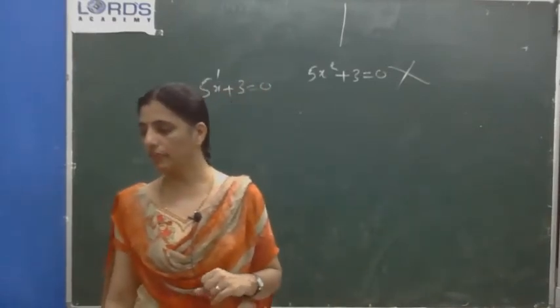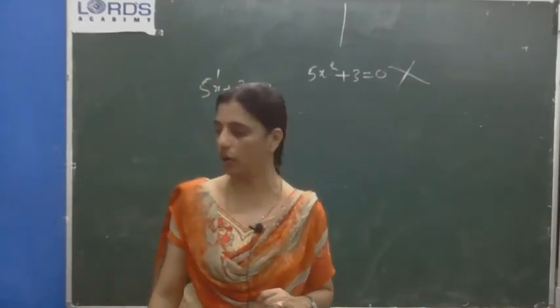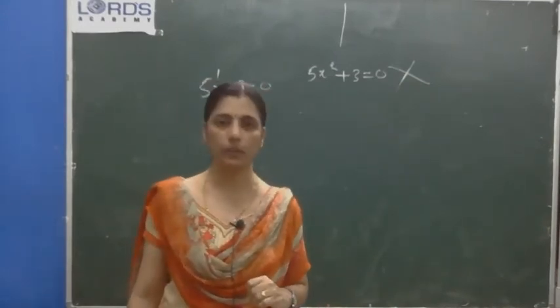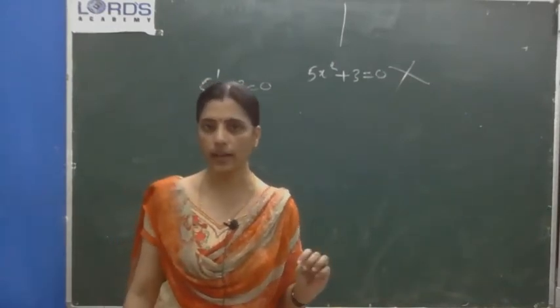Last class we have done one question. Solve 21 minus 3 into a minus 7 equal to a plus 20. We got the answer as 5 and 1 by 2. So we will continue the classwork.